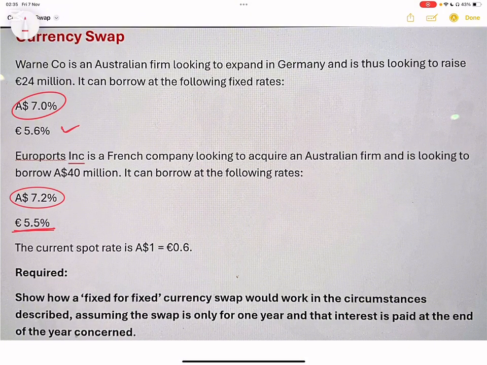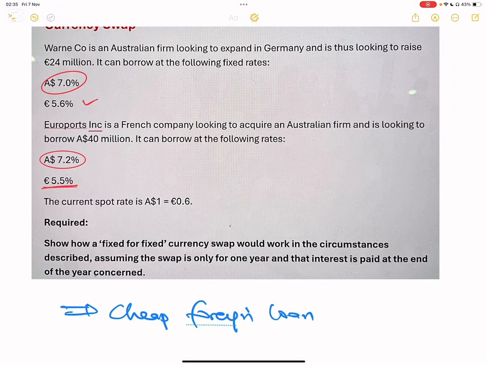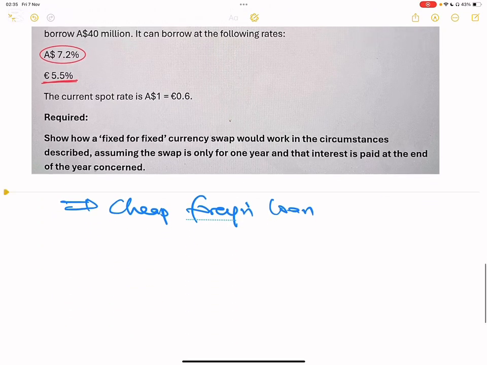Now, let's look at the dynamics. How does this work for the two companies? How do they set this up? Remember, at initiation, this is a swap. And at initiation, both principals will be swapped as well. It's not just interest, it's not just principal. In this currency swap, both principal and interest are swapped.